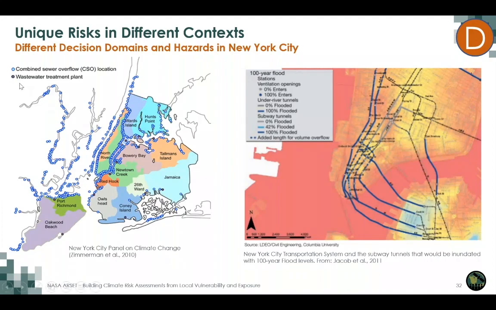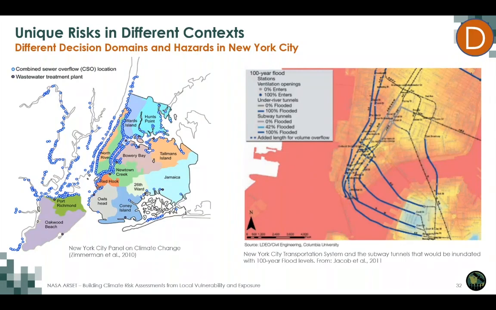You'll also see in gray the wastewater treatment plants that are affecting the water coming out of different pipes. And these are important pieces of infrastructure that help New York City operate. You'll notice that these locations are predominantly along the coastline and therefore are not evenly spread out throughout this whole area.